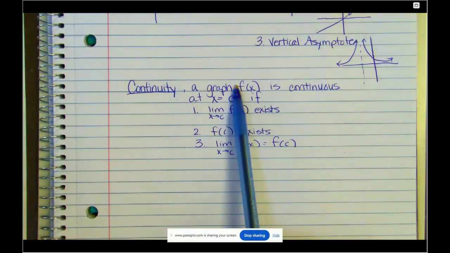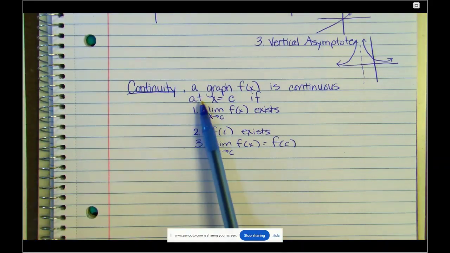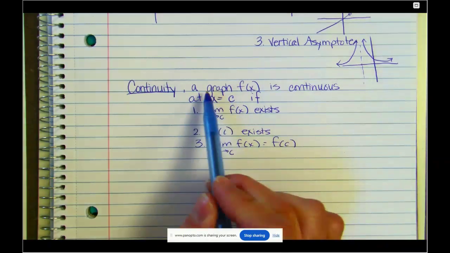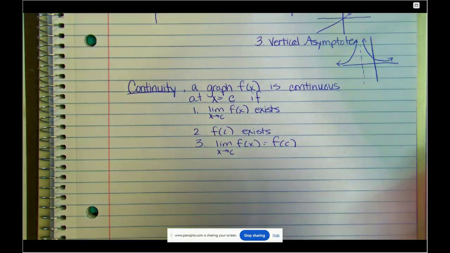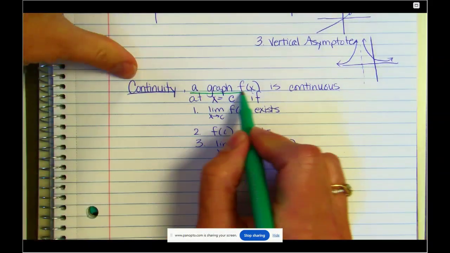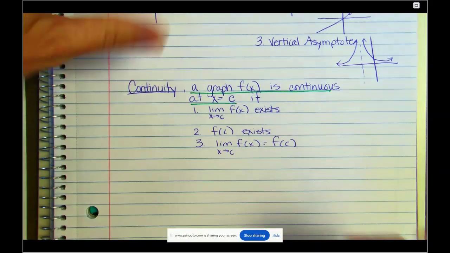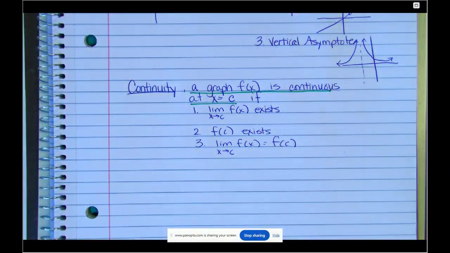Anyway, when you have a math definition, the first bits of it, you don't have to draw all over yours, but this first bit here is just letting you know, number one, what are we talking about? We're talking about continuous. And number two, I'm naming f of x so that you don't go, what the heck is f of x and where did it come from? We're talking about a function or a graph.